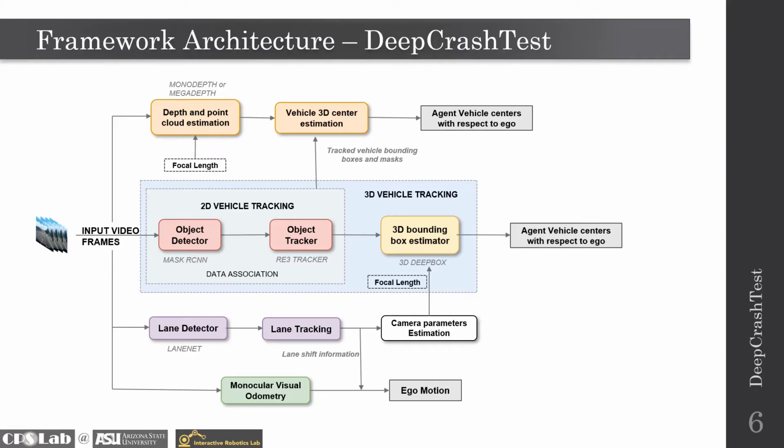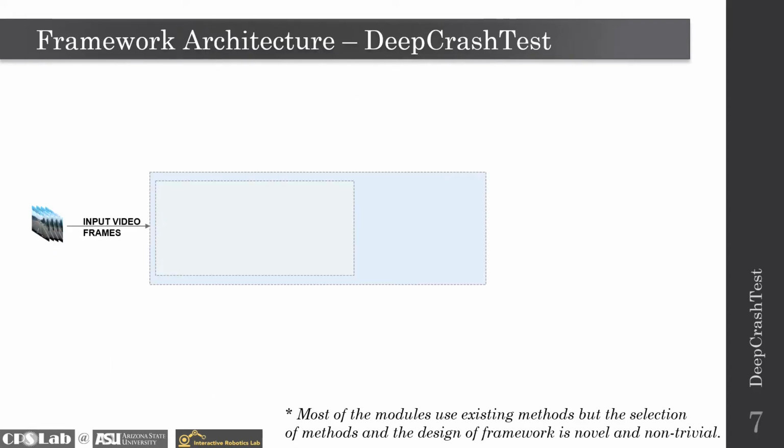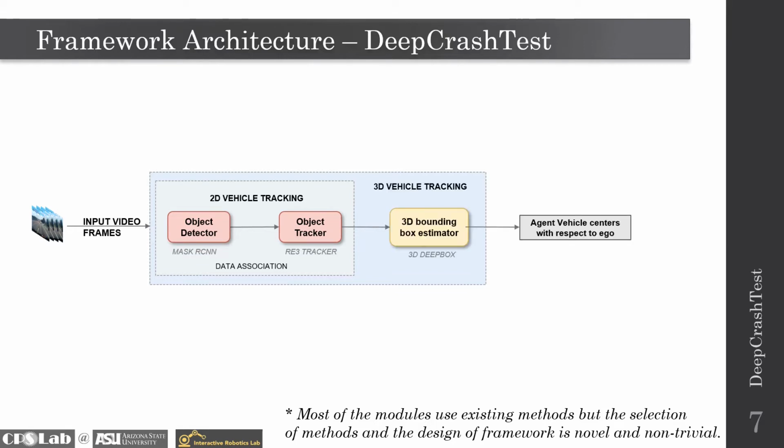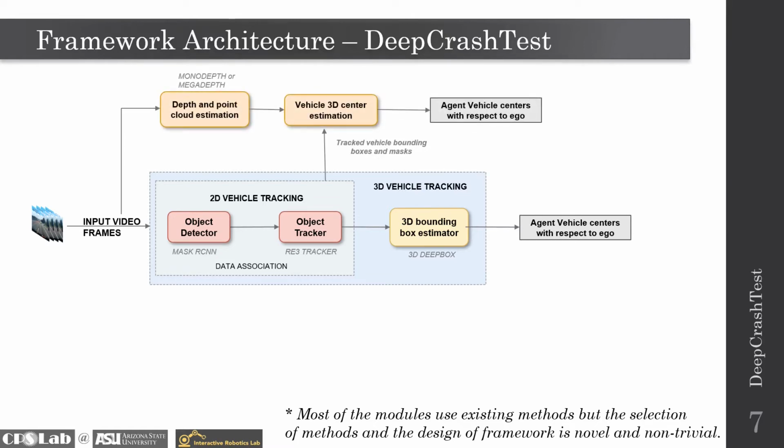This is the stage 1 of the framework, which is used to extract absolute vehicle trajectories. Having received the input video frames, we first pass them through a 2D vehicle tracking module which extracts the 2D tracklets of all the agent vehicles in the scene. We then use a 3D bounding box estimator to extract all the 3D bounding boxes for the agent vehicles in the scene. The sequence of the centers of these 3D bounding boxes form the relative agent vehicle trajectories with respect to the ego. We provide an alternate approach to estimate the 3D centers of the vehicles.